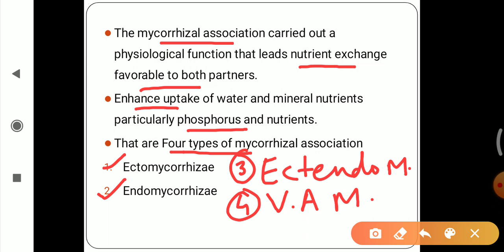According to the partner of interaction, there are 4 types of mycorrhizal associations: Ectomycorrhiza and Endomycorrhiza, both of which we will study in detail in this video lecture, and the third type, Ectendomycorrhiza, which is a combination of Ectomycorrhiza and Endomycorrhiza, and the fourth type, VA mycorrhiza, that is vesicular arbuscular mycorrhiza.